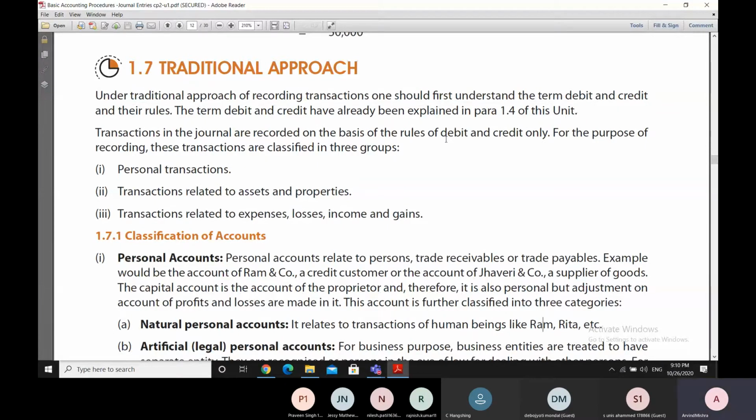So for the purpose of recording the transactions in the journal, through the journal entry, we classify the transactions into 3 different groups. Let us understand these 3 groups of transactions. The first group is the personal transactions. The second group is the transactions which relate to the assets and to the properties. Third group is the transactions which relate to expenses, losses, incomes, gains, etc.